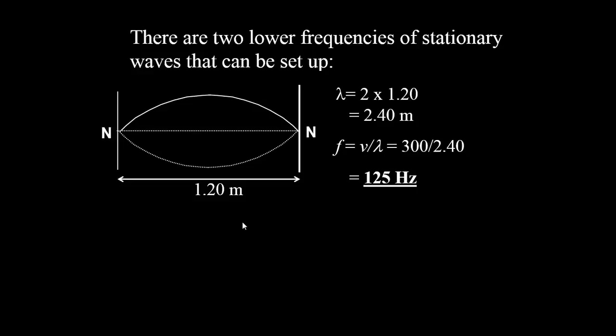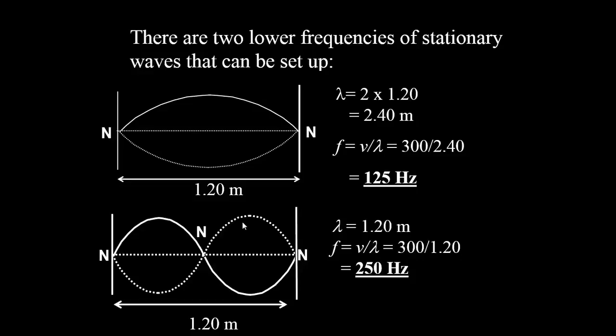There are 2 lower frequencies of stationary wave. The lowest frequency will be when you see 1 loop. That is when the length of the string equals half lambda. So the wavelength will be 2.4. From there, I use v equals f lambda. Frequency will be 125 Hertz.